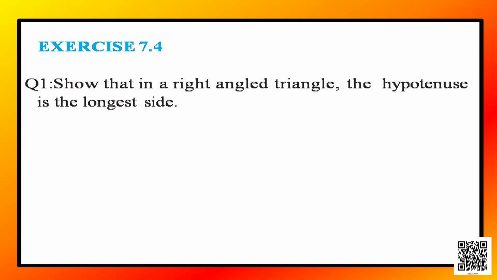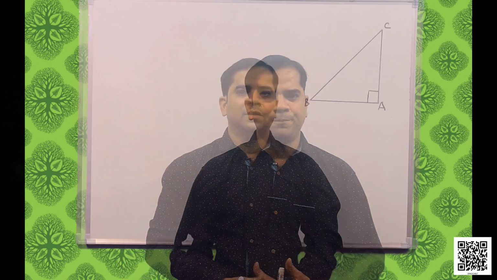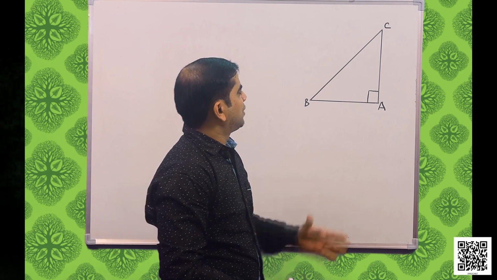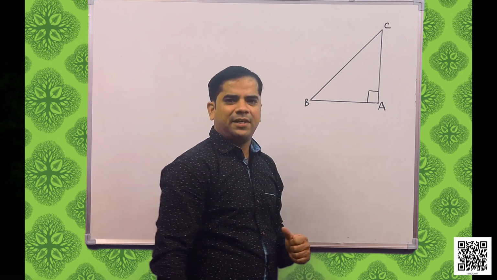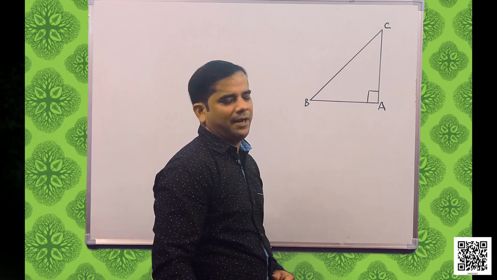Students, question number 1 says, show that in a right angled triangle, the hypotenuse is the longest side. For that, we need to draw a diagram. So, let me draw a diagram so that we can discuss properly. Okay? Students, as you can see, this is a triangle ABC, right angled at A.